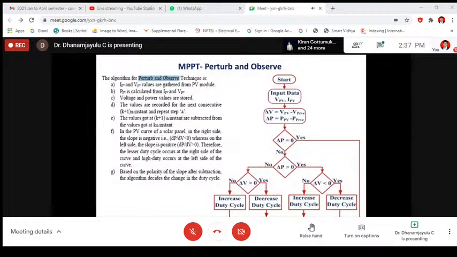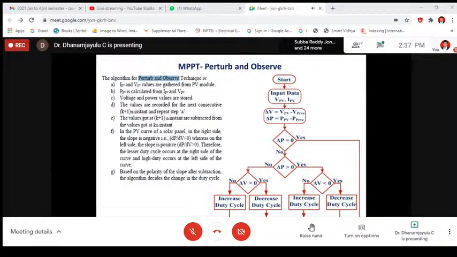This repeats. If delta V is not equal to 0, it goes to check whether delta V is greater than 0, and it will decrease the duty cycle. If not, it will increase the duty cycle. So this will repeat until we get the maximum power. That means you have to follow steps A to G to extract the maximum power.